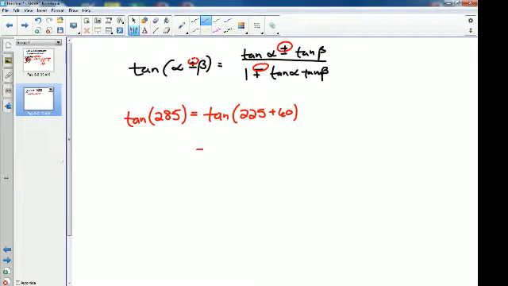All right. So we need tangent alpha, and we're adding. So it's tan 225 plus tan 60, over 1 minus tan 225 tan 60. Same thing we've been doing.